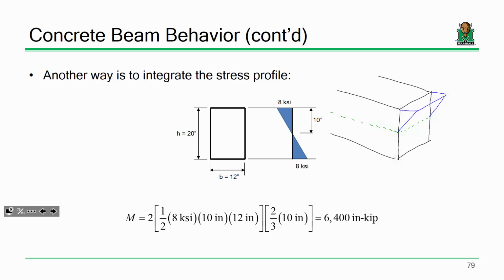Now that takes care of the moment generated up top. For the moment generated on the bottom, well, it's the same thing, right? So why don't I just take the whole thing and multiply it by 2? Make sense? Everybody okay with that? All right. Chug it out, you'll get 6,400 inch-kips, okay? So it works, all right? Make sense? This approach is quite valuable when you're trying to determine maximum capacity, because essentially you're trying to figure out, okay, here's my material, it can handle this much stress, so what's the moment that will generate that stress, okay? Make sense?